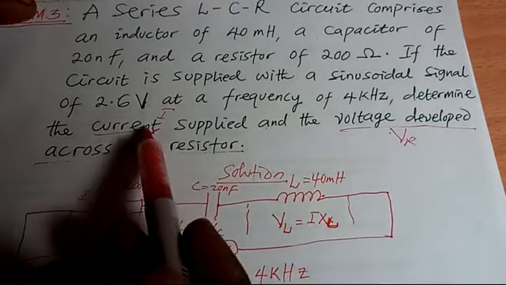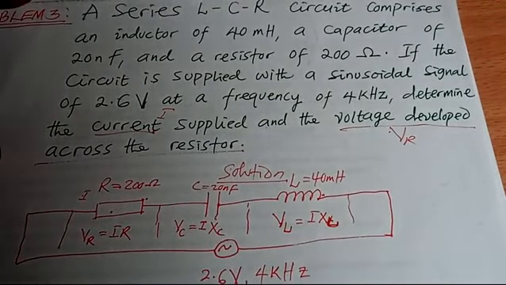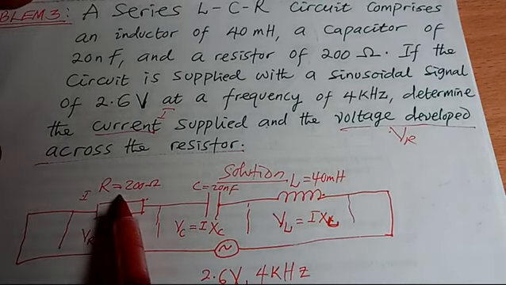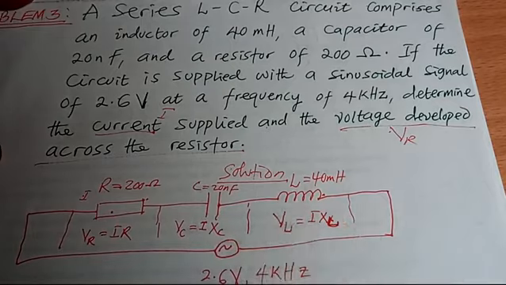Okay, before you can get the current, you must get the total electrical resistance in the circuit, which in this case is impedance. But you can get impedance without first calculating capacitive reactance and inductive reactance. So the first thing we are going to do is to get our capacitive reactance and our inductive reactance.